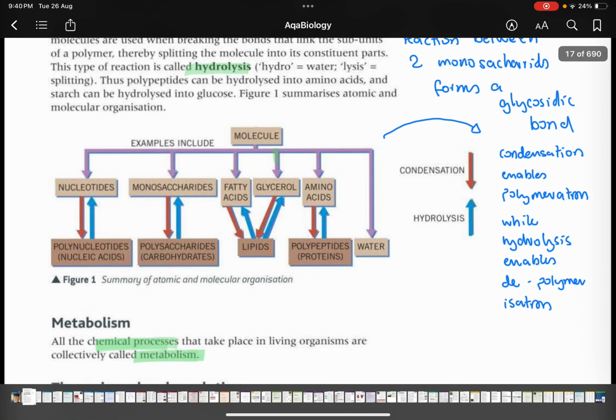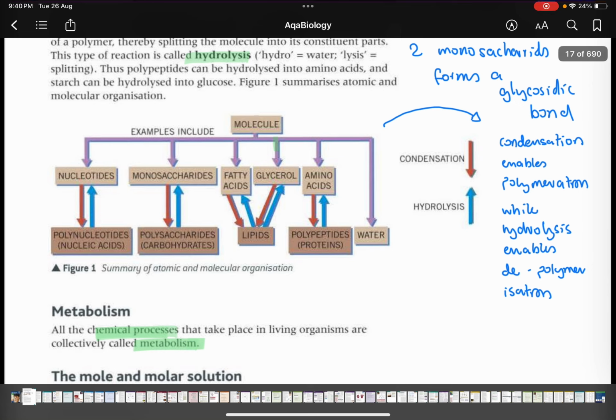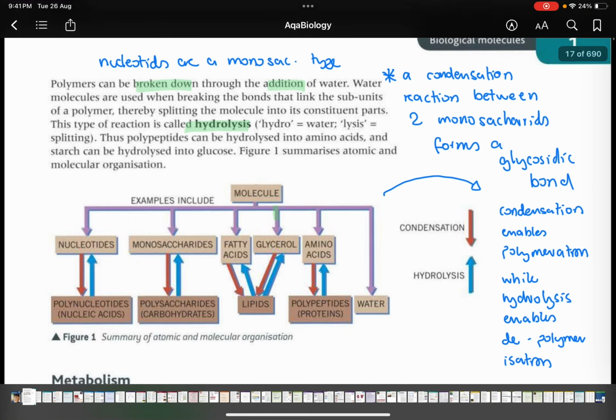Condensation enables polymerization, while hydrolysis enables depolymerization. So hydrolysis, as you may have guessed by now, is the opposite of condensation. In condensation, a water molecule is formed, and you have two monosaccharides being bonded together to form a disaccharide and then a polysaccharide. Whereas in hydrolysis, you have two monomers that are already joined. So you might have a polysaccharide or a disaccharide, and the glycosidic bond between these monosaccharides is broken down in order to gain a water molecule, essentially a process called hydrolysis.